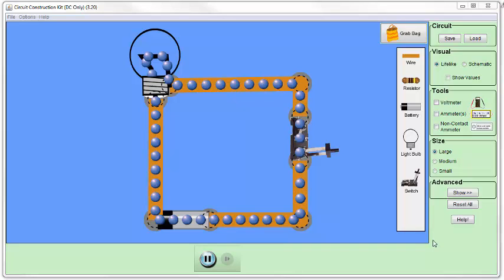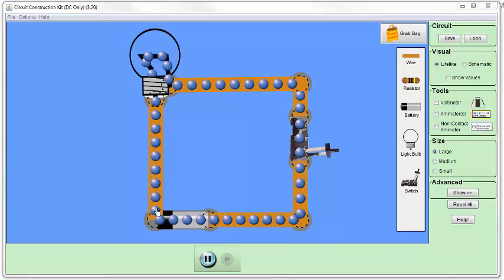So how do we explain what's happening inside these batteries, light bulbs, and circuits when they light up? Well, to help you visualize what's going on, I have a simulation produced by the University of Colorado.